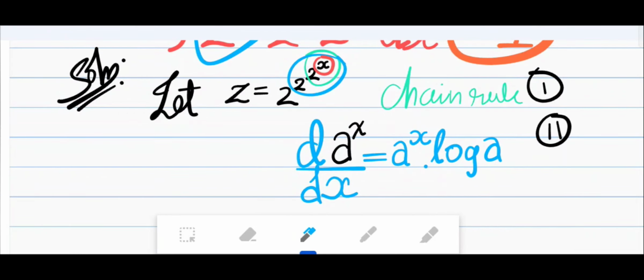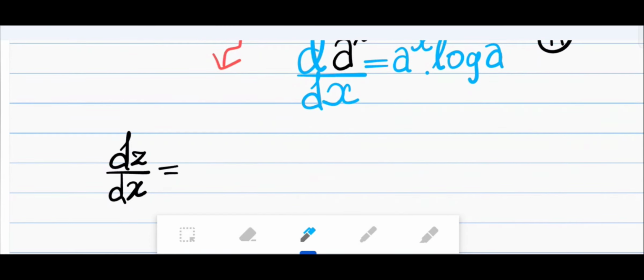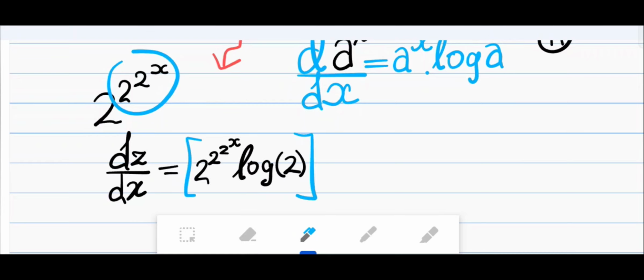So let's move on to the derivative of z. Let us write dz with respect to dx. I'll just get the value of z down for convenience. Now let's consider the blue bubble contains 2 raised to 2 raised to x. So we have this a, which is 2 raised to some variable, that is 2 raised to 2 raised to x. Deriving this, we get a raised to x, in this case 2 raised to 2 raised to 2 raised to x, into log of a, that is 2. So that's the first part.